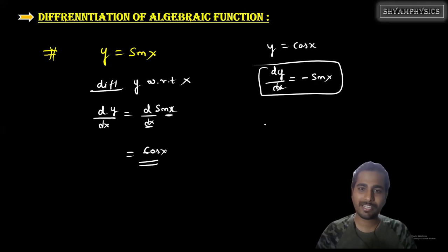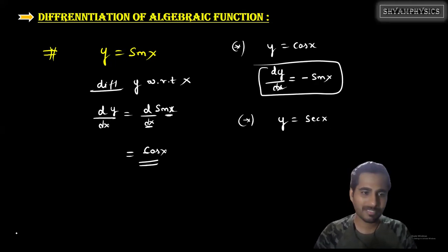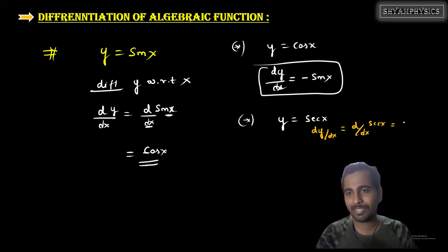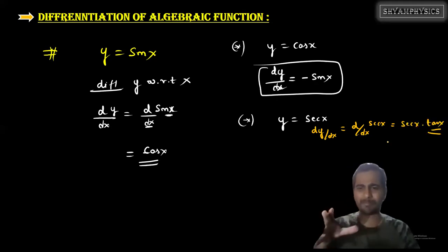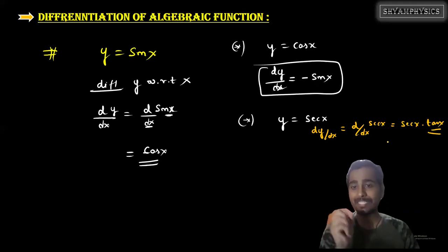Clear? Now tell me in a faster way. We'll finish one more question. That is, if y is equal to secant x, differentiate this with respect to x. Simple, sir. Now only you told, if it is x, I will write dy by dx. So d by dx of secant x, the answer will be secant x into tan x. Where we differentiated theta with respect to d theta, here we differentiate x with respect to dx.